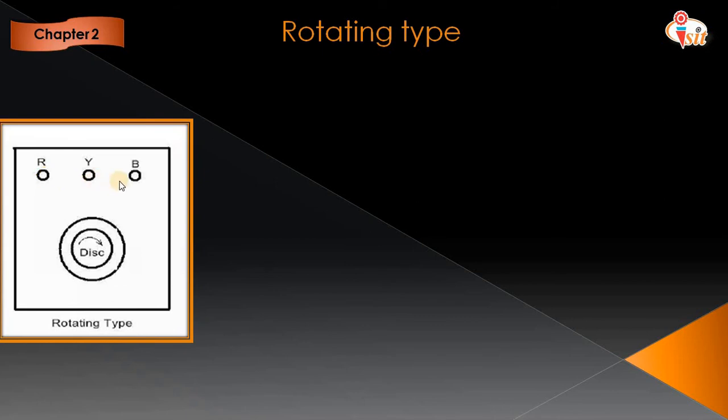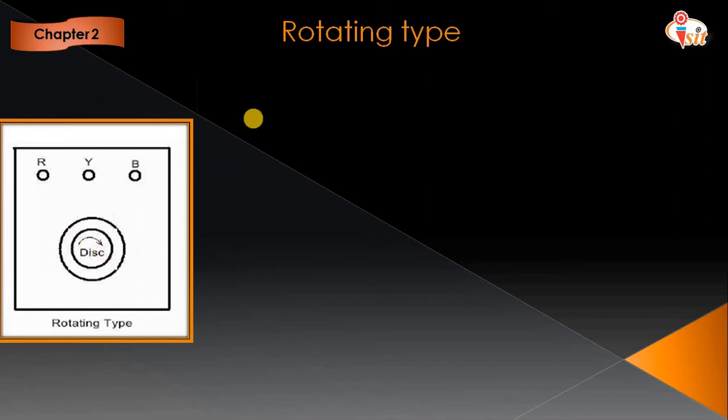This is R, Y, B. Here we have to connect three phases. Connect R here, connect Y here, connect B here. Okay, this is the disc. If this disc rotates the same as the pointer, then the phase sequence is correct. If this rotates opposite to the pointer, then the phase sequence is incorrect.